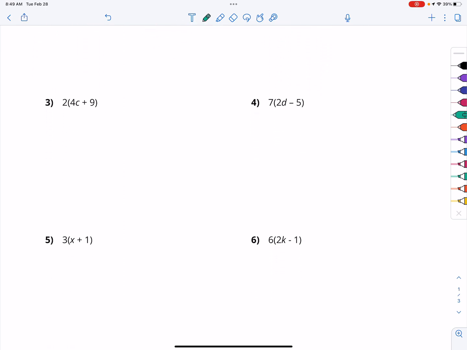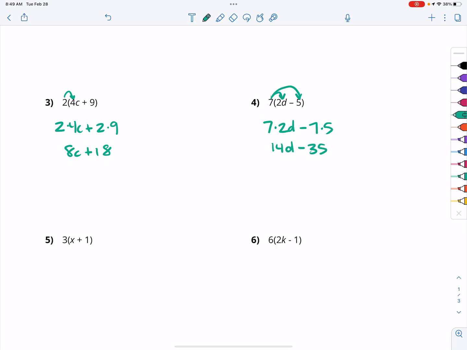For number 3, again, we'll be distributing that 2 across both of these terms. So we have 2 times 4c plus 2 times 9. 2 times 4 is 8c plus 18. Question number 4, we'll be distributing that across both terms. So we have 7 groups of 2d, and we'll be subtracting 7 groups of 5. So 7 times 2 is 14d, and 7 times 5 is 35.